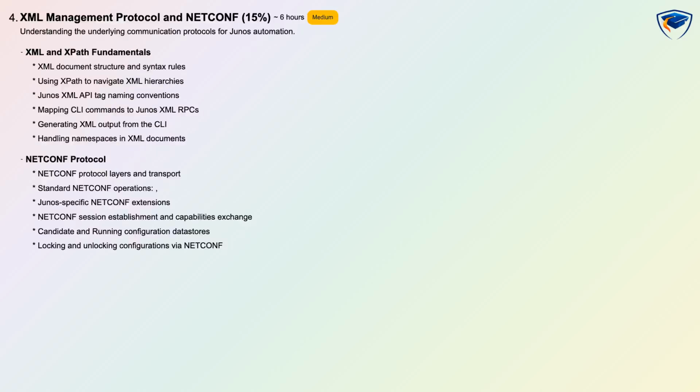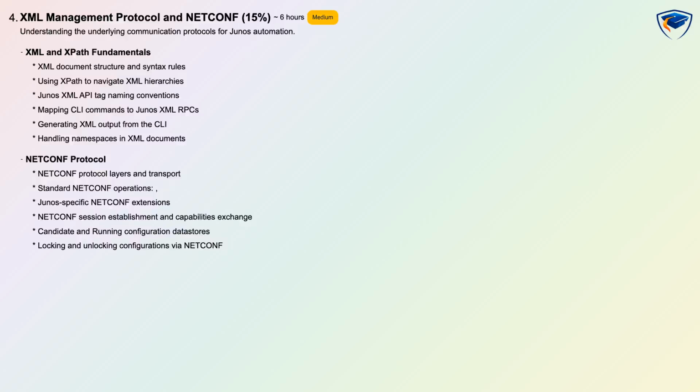XML management and NETCONF represent 15% and focus on the underlying communication protocols that enable Junos automation at medium difficulty. Allocate about 6 hours for study and expect conceptual and scenario-based assessments. You will learn XML document structure and syntax rules, using XPath to navigate XML hierarchies, Junos XML tag naming conventions, and how CLI commands map to Junos XML RPCs including generating XML output from the CLI and handling namespaces.